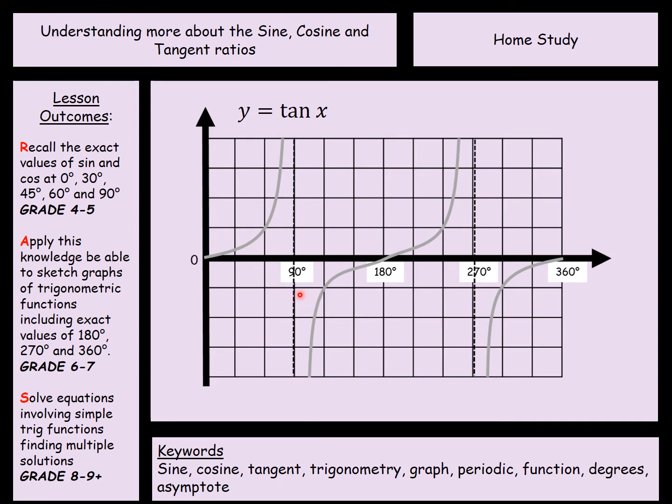And again, one of the things that you'll notice here is it starts at 0 and it repeats every 180 degrees. So again, we're going to use this 180, adding on 180 for the tan graph. Again, it's periodic. In this case, every 180 degrees, it repeats.